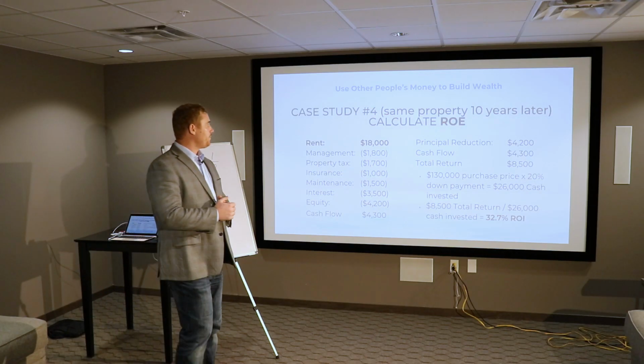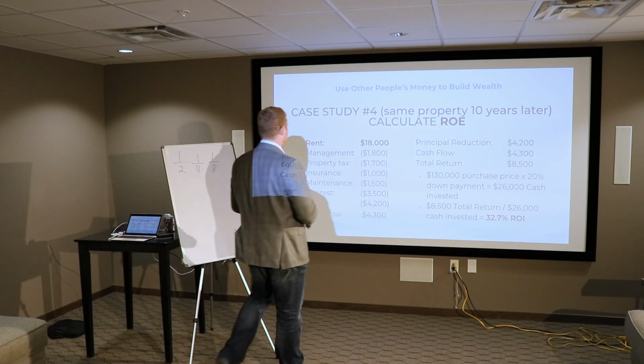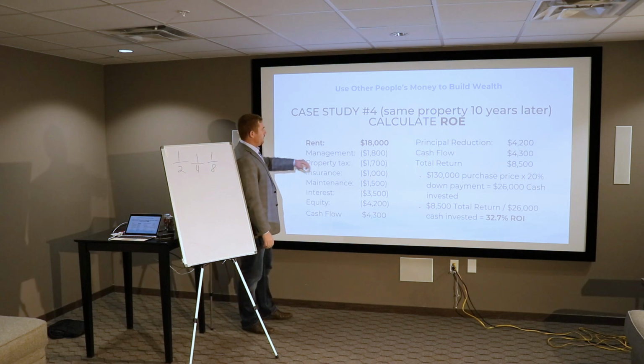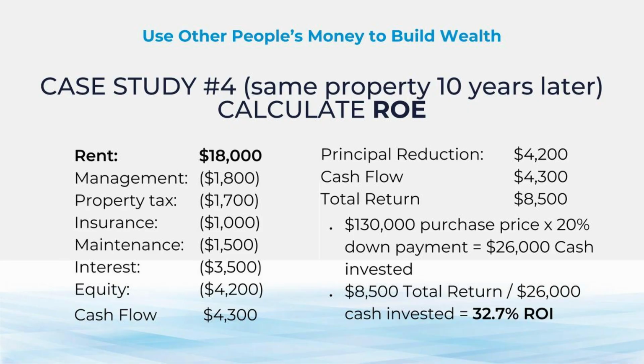Okay, so here we are. Let's go through this in terms of cash flow, principal reduction, and all the rest. Let's start with our cash flow. Here's our income at $18,000. Here are all our expenses. Here is our loan payments, and we're left with, at the end of the day, $4,300 in cash flow.